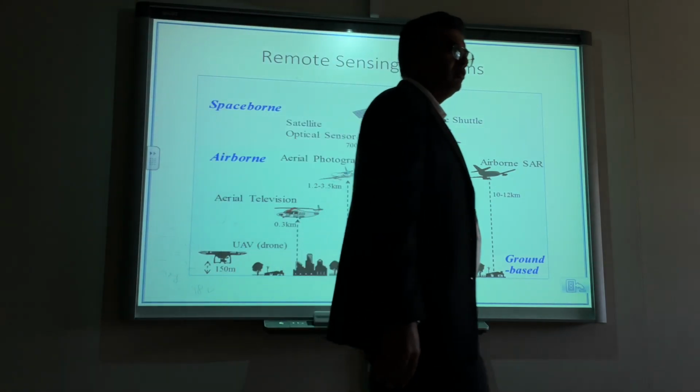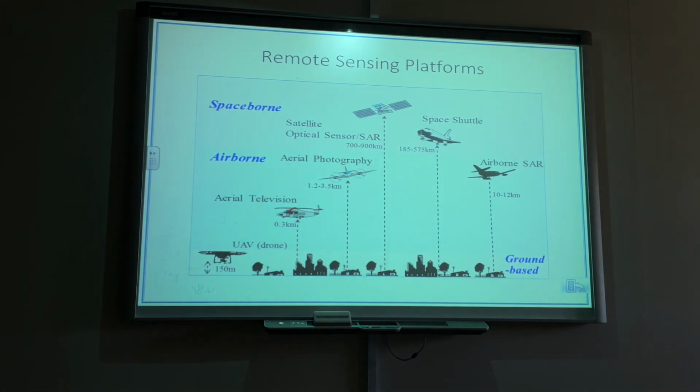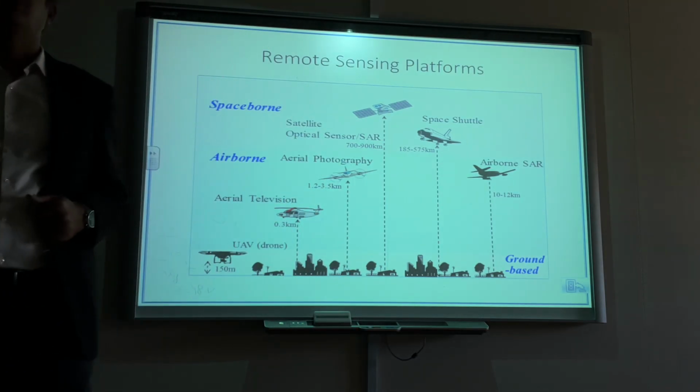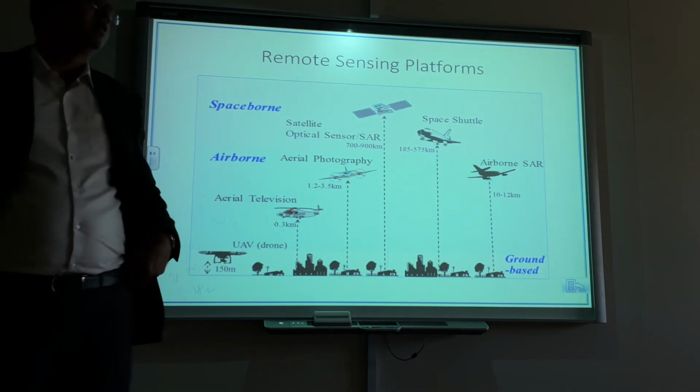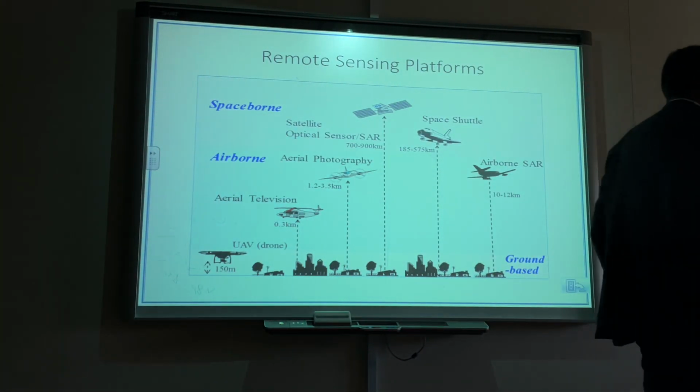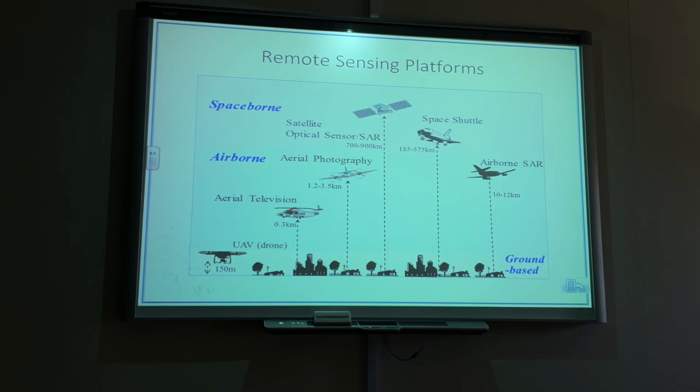So where will you see the minimum coverage? Ground-based, air-based, or space-based? Minimum, smallest. Ground-based. It is closest to the surface, so the smallest area will be covered by the ground-based, then the air-based, and then finally the space-based. Now, depending on your objective, you will choose which kind of remote sensing you want.